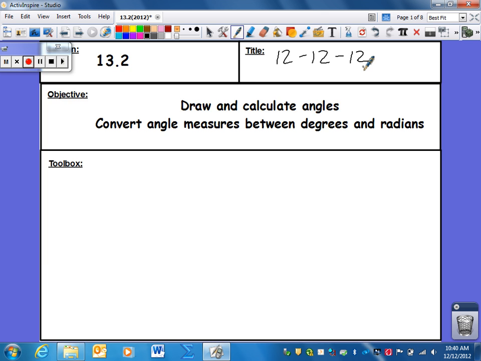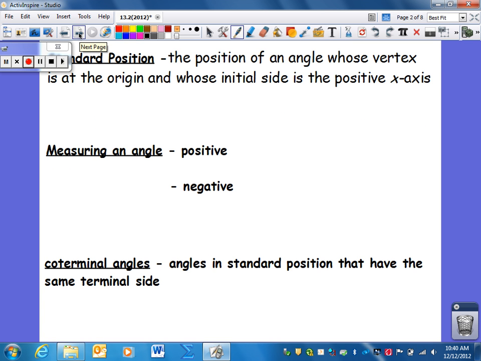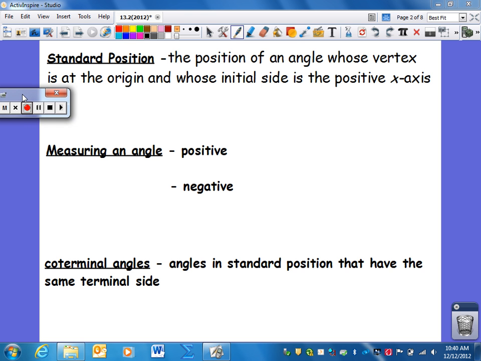But for today, we're just going to do 13.2. There's three things you have to write down. Standard position of an angle, and it'll be common sense once you see when we draw it. Measure of an angle. When we're measuring an angle, we can measure it in positive degrees or negative degrees, or later in the section, positive radians or negative radians. And then we'll talk about coterminal angles.